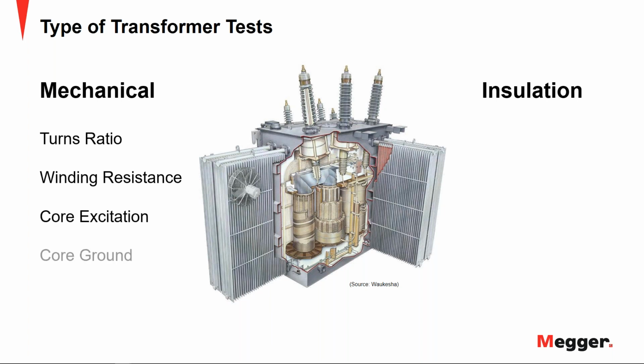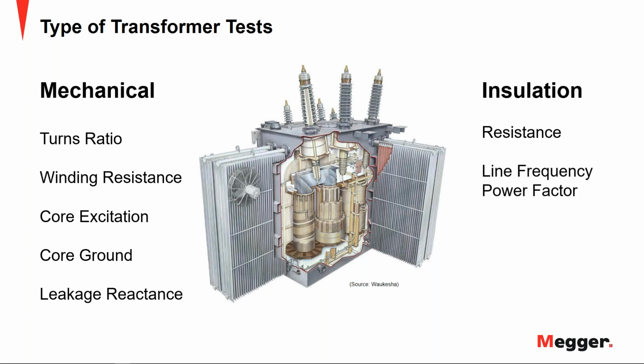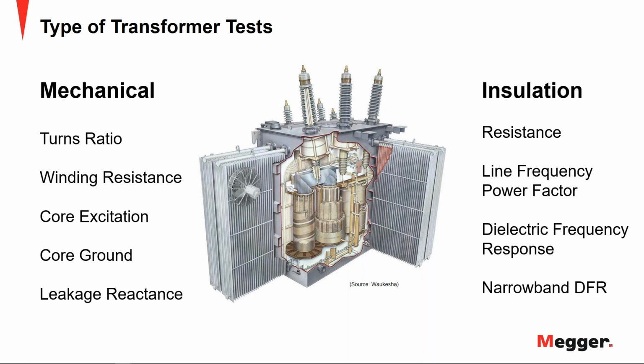There are other mechanical tests such as core ground or leakage reactance, but that will be covered at a different time, not today. Over on the insulation side, insulation resistance, this has been around for over 100 years. Line frequency power factor, dielectric frequency response, which is power factor over a wide range of frequencies, and then finally narrowband DFR. Of course, there's other tests that we didn't mention here, but when you do think about transformer testing, try to think about the tests in these 2 separate but important functions, mechanical and insulation.